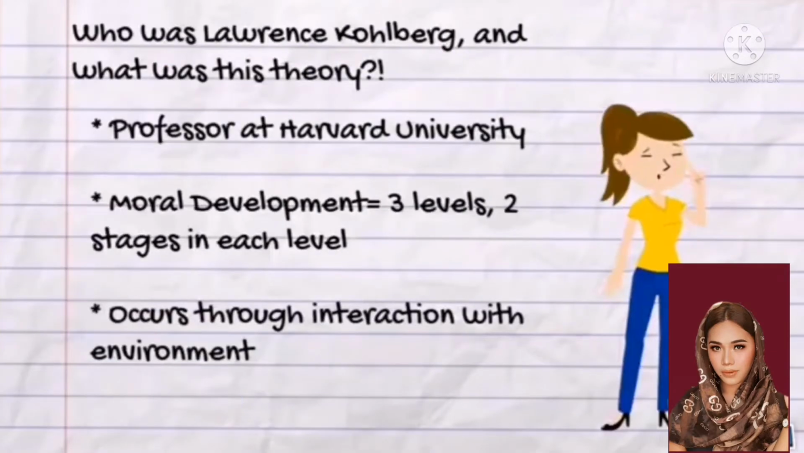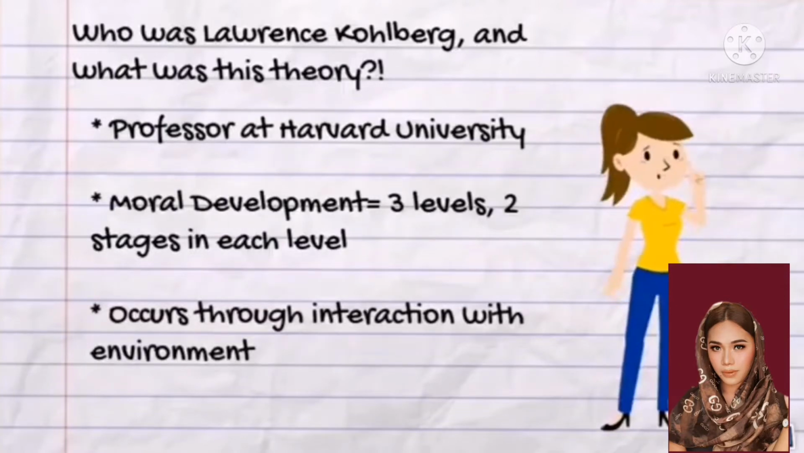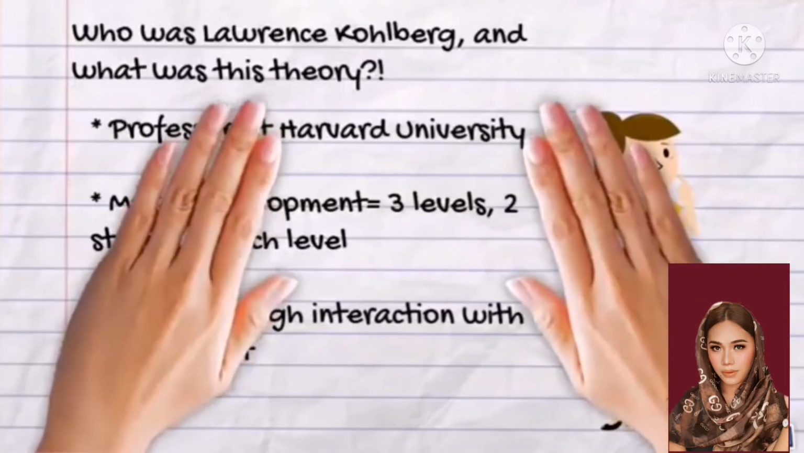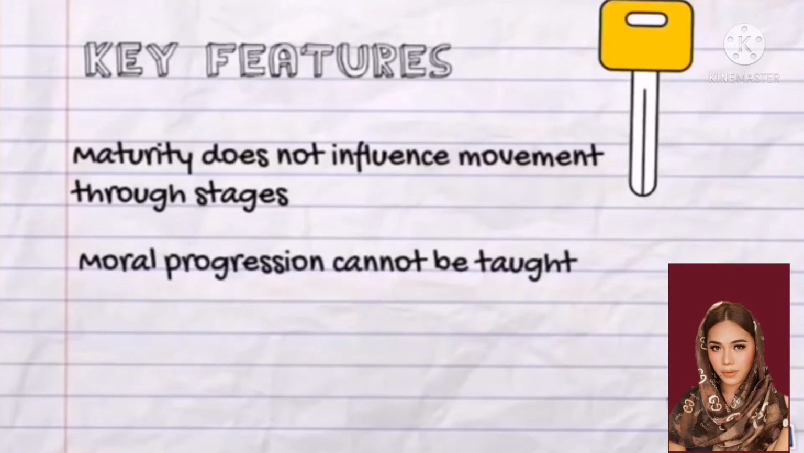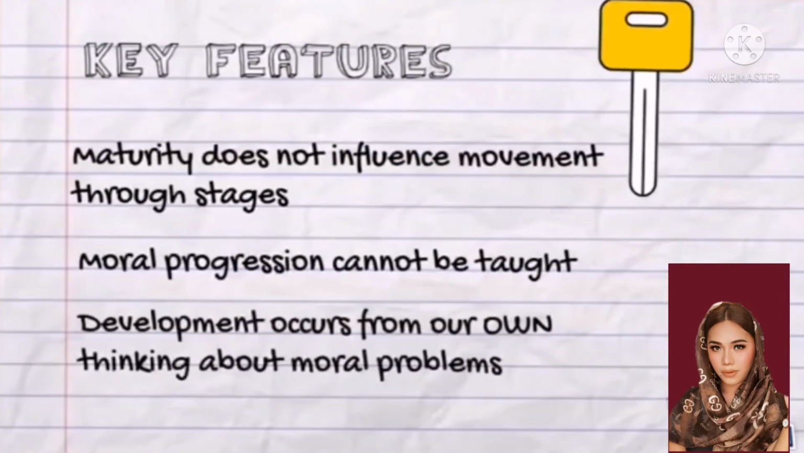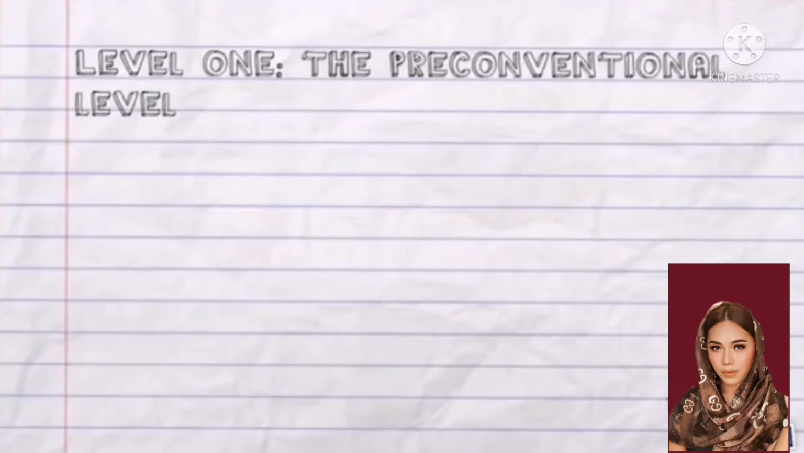Who was Lawrence Kohlberg and what was his theory? He was a professor at Harvard University. His theory is about moral development: three levels with two stages in each level, occurring through interaction with the environment. Maturity does not influence movement through stages. Moral progression cannot be taught. Development occurs from your own thinking about moral problems.